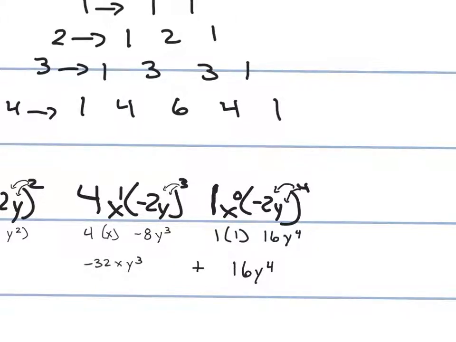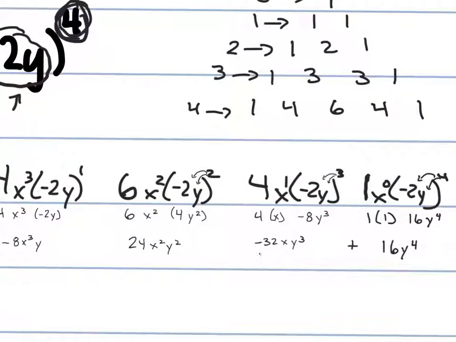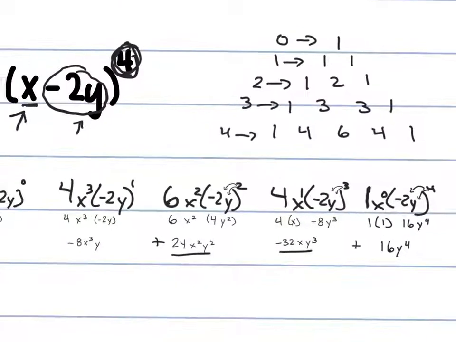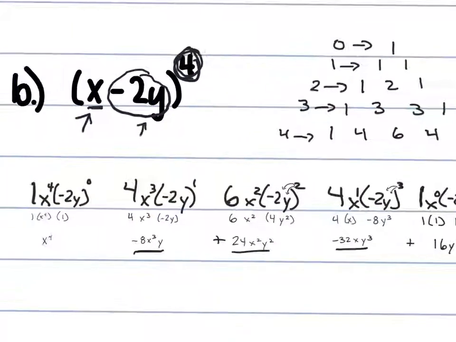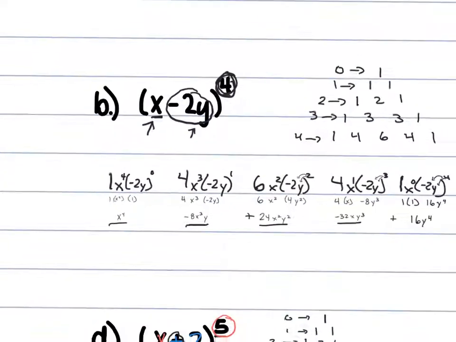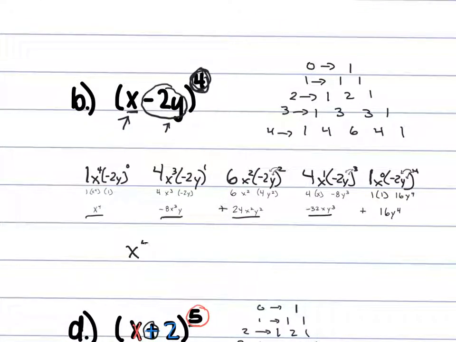Notice that some of these terms are negative. So like this one here is just going to stay negative. This one here, well, that doesn't have a negative. That's going to be positive. This one here is negative. This one here is positive. So my final answer is x to the fourth minus 8x cubed y plus 24 x squared y squared minus 32 xy cubed plus 16 y to the fourth power.